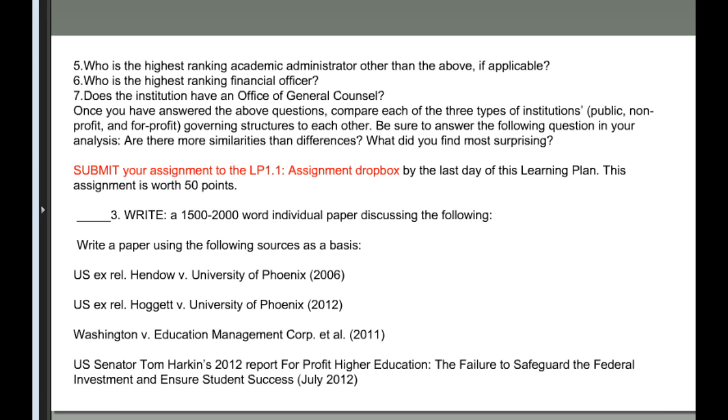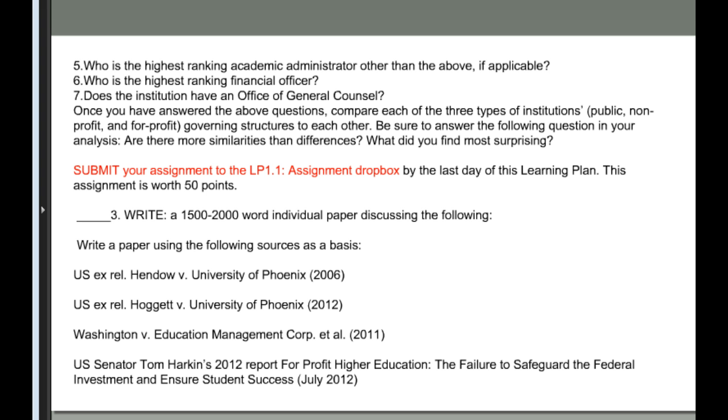The other assignment you have for this is the 1,500 to 2,000 word paper. And this is what I want to spend some time going over. The first 2 cases here, the Hendow and Hoggett cases, are qui tam cases, whistleblower cases.